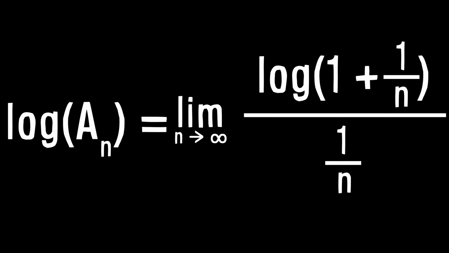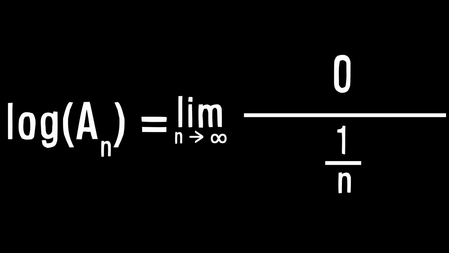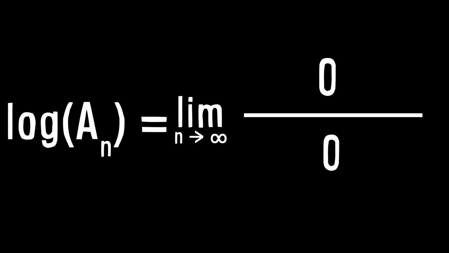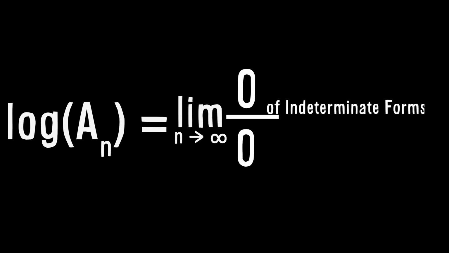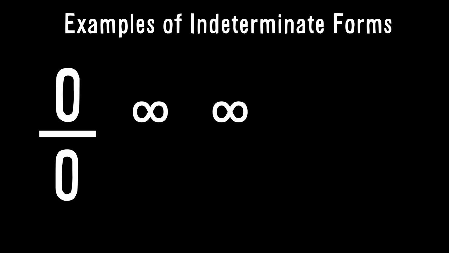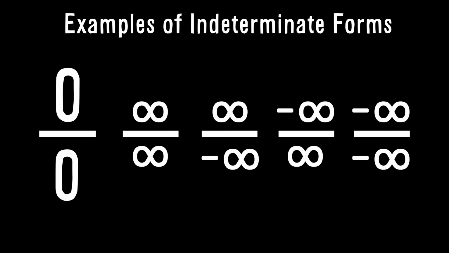So now we have a function in terms of log a. Now, let's try finding the value of log a as n approaches infinity. So 1 divided by a number approaching infinity is 0, so 1 plus 1 over infinity will be 1, and log 1 is 0. So the numerator is 0. Now, the denominator is just 1 over n, which will give us a value of 0. And look at this. So now we have an indeterminate form because 0 divided by 0 is not a number. The same goes if the limit turns out to be infinity or negative infinity over infinity or negative infinity.